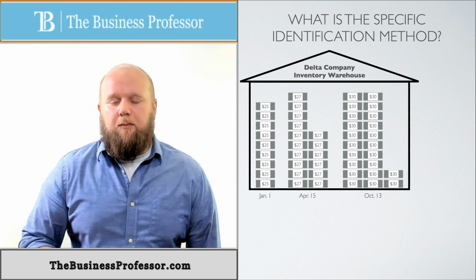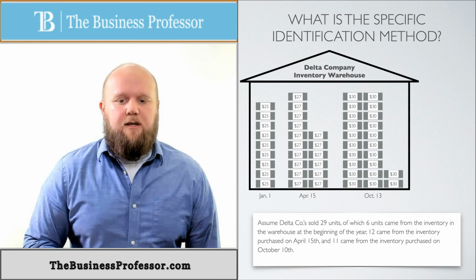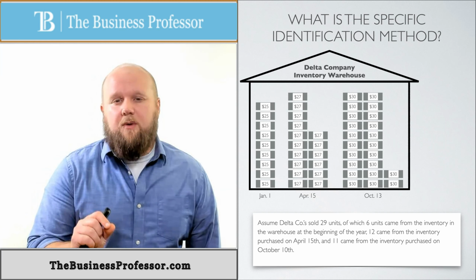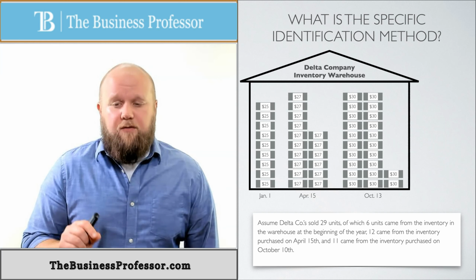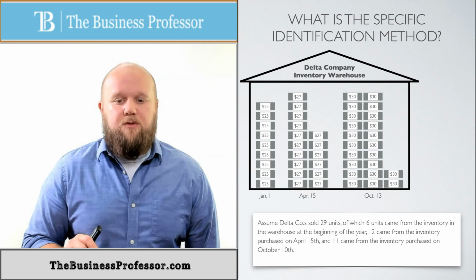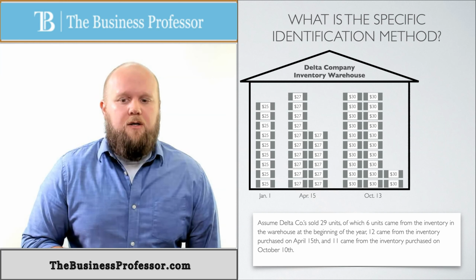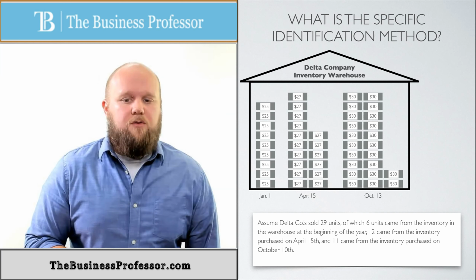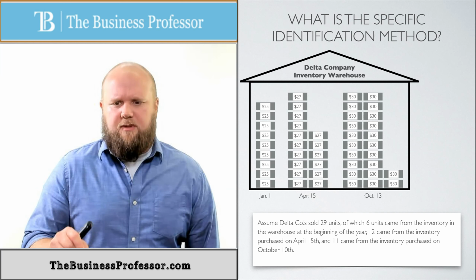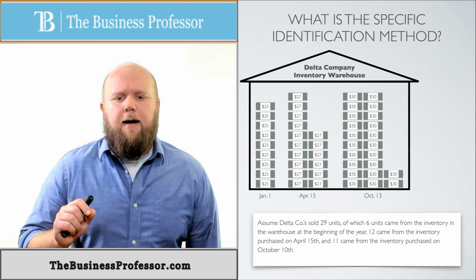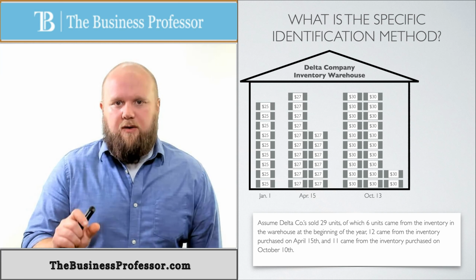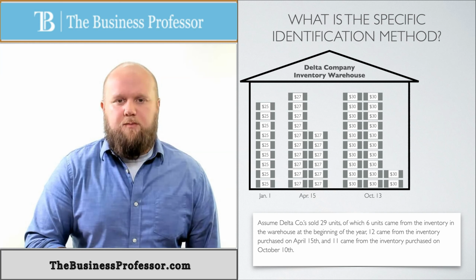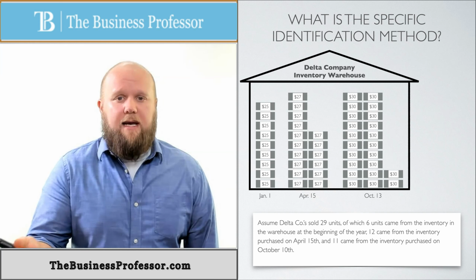Now let's read the problem. It says, assume that Delta Company sold 29 units. So we know we sold 29 units, but here's where SI comes into play. Of which 6 units came from the inventory that was already in the warehouse at the beginning of the year, 12 came from the inventory purchased on April 15th, and 11 came from the inventory purchased on October 13th. That right there lets me know that I can do specific identification. Without that information, I couldn't, because there's no specific identity of where these came from.